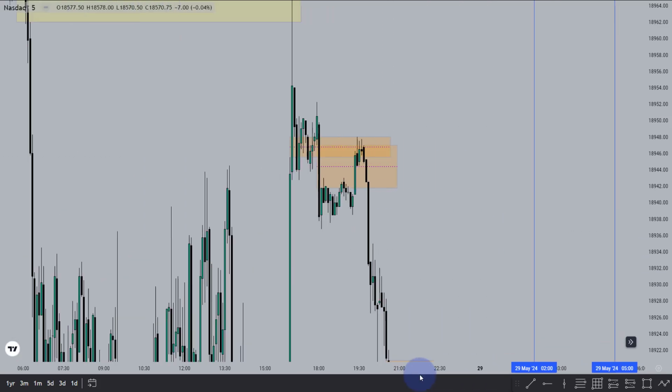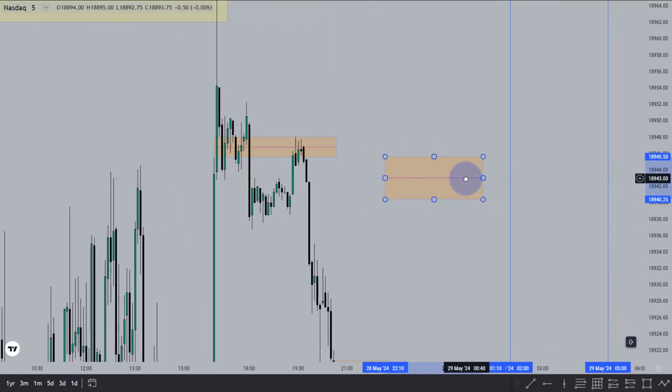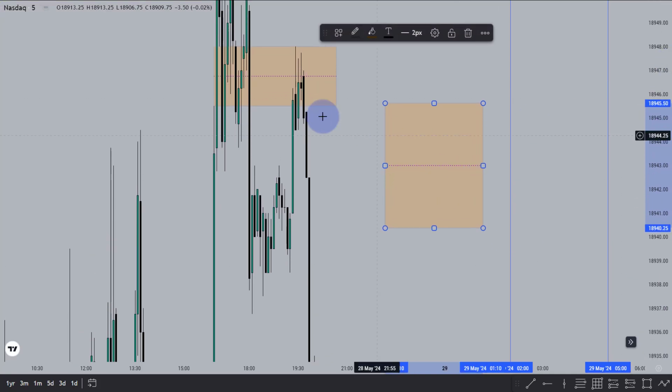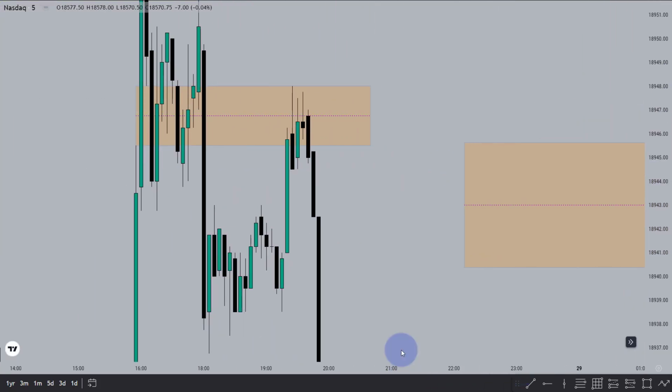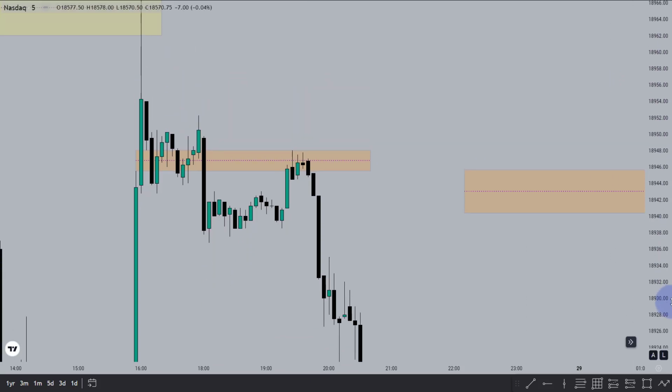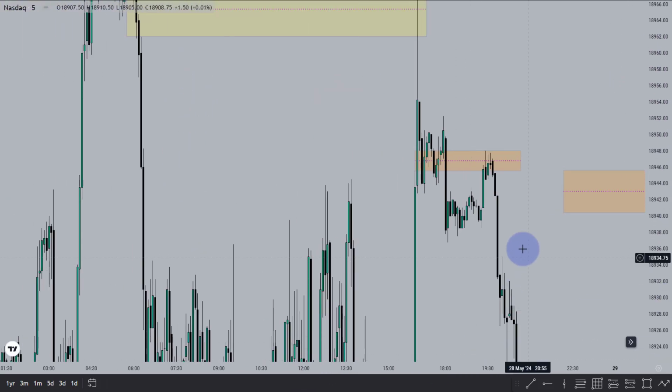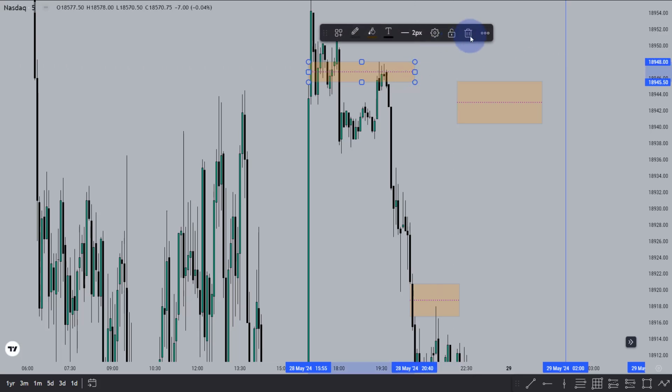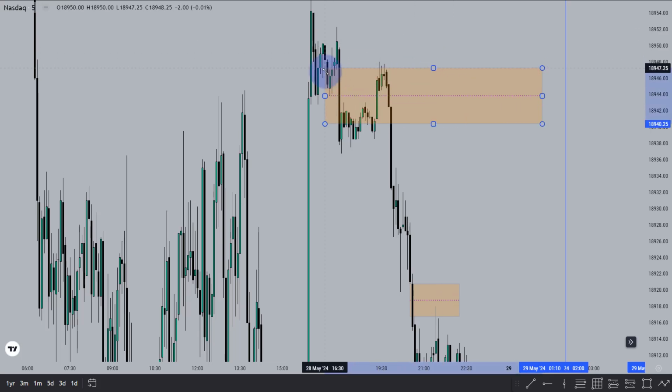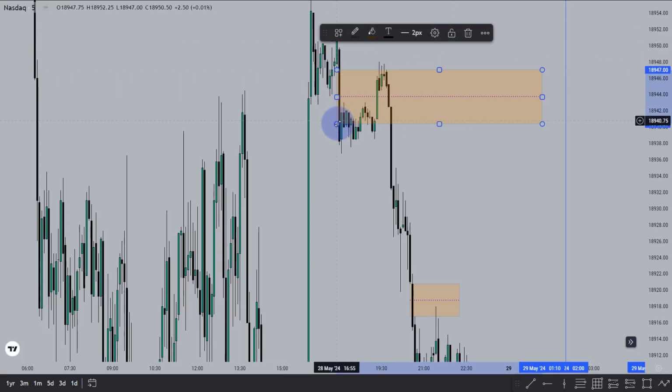Let me show you. Remove this one. Look at the bodies. Where did they close? At the consequent encroachment of that inversion fair value gap. This is called precision, or perfect price action. Now I am not interested in marking that inversion fair value gap. Instead, I would love to keep this 15-minute last fair value gap and the 5-minute last fair value gap.